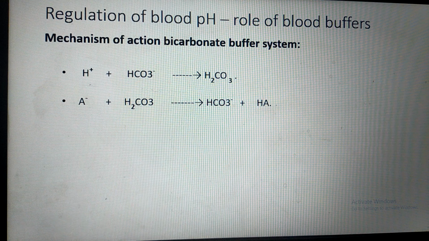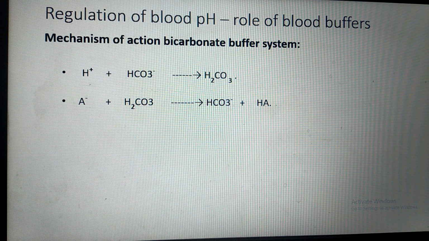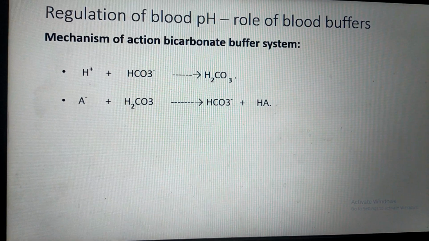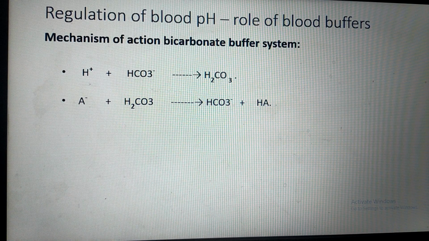How does it act? Very simple. When the acids are added to the blood or in the extracellular fluid, it is shown here by H+ ion. The bicarbonate or base of this bicarbonate buffer system combines with it and is converted into H2CO3. On the contrary, if bases, which is represented by A- here, are added to the extracellular fluid, then the acid part of this bicarbonate buffer system, that is H2CO3, combines with it and neutralizes. So in this way, this buffer system acts when acids or bases are added to the extracellular fluid.